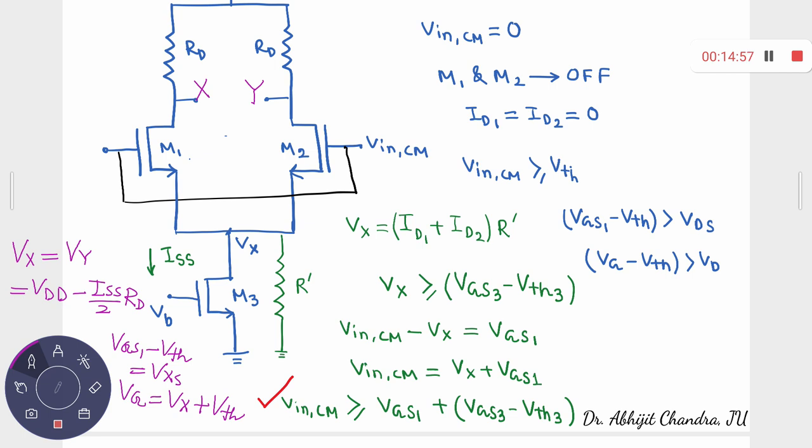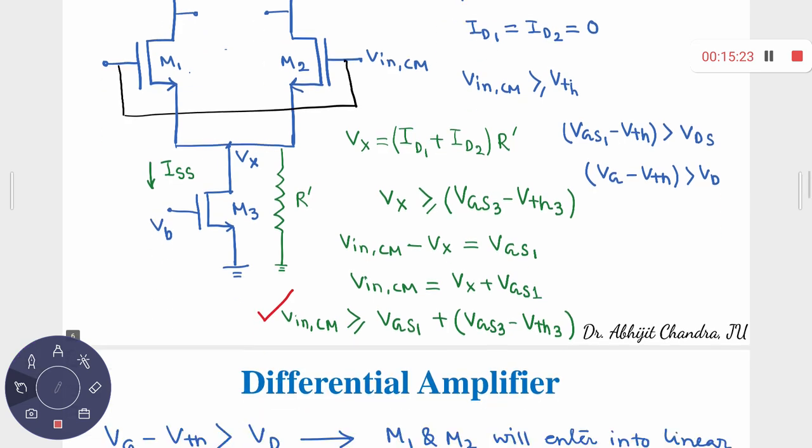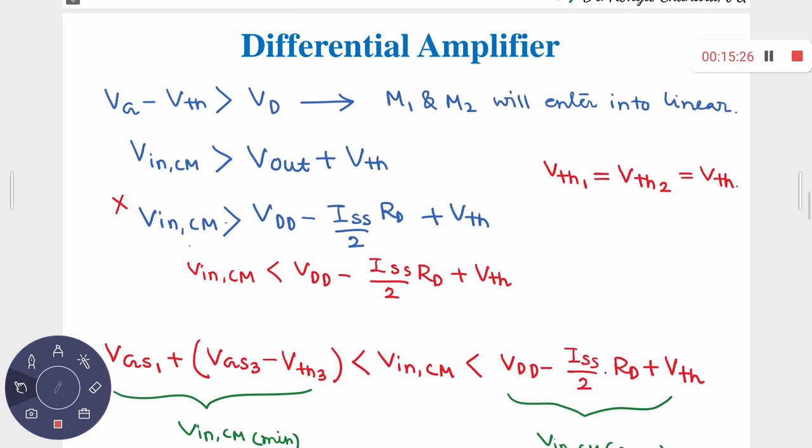Beyond this point, what happens? Your drain voltage is fixed, VDD minus half ISS RD, but the gate voltage increases, then M1, M2 will move into the triode region. So therefore, this is the maximum value of this input common mode level. So there is a range for this input common mode level. You cannot have any arbitrary value from 0 to 2 mV. You must have some range. So what is that range? This range is identified by this entire thing.